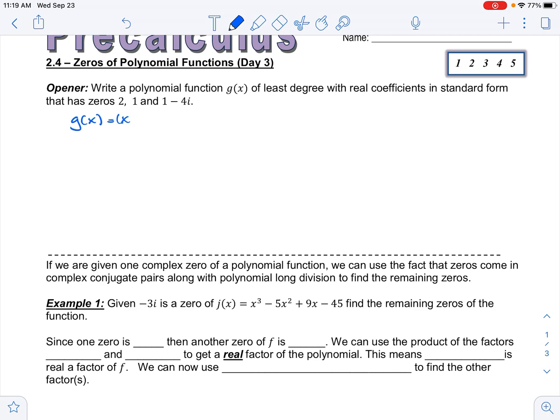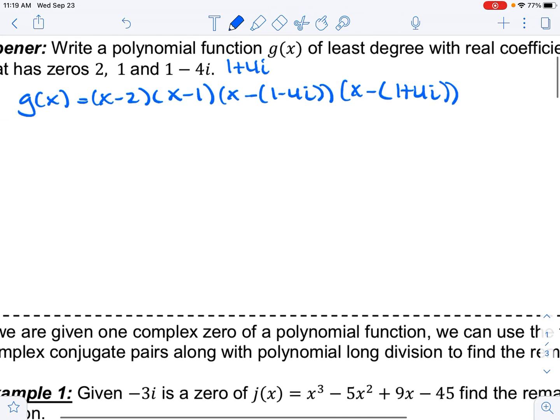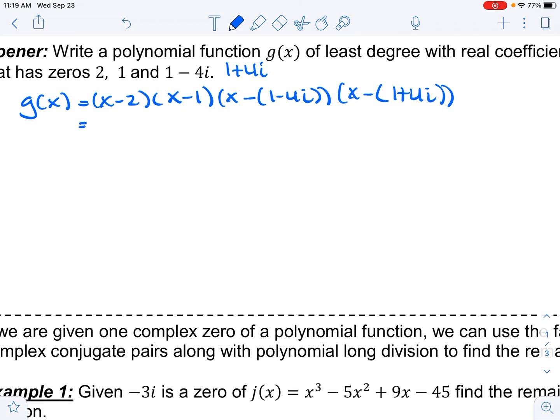All right, so g of x equals, I have x minus 2 is a factor, x minus 1 is a factor, x minus 1 minus 4i is a factor. I kept saying 0 as a factor. And then I also have, don't forget, 1 plus 4i. So x minus 1 plus 4i. Okay, so I will multiply the first two out just so that it's a trinomial and kind of out of my way.